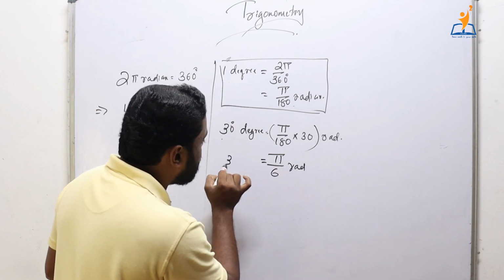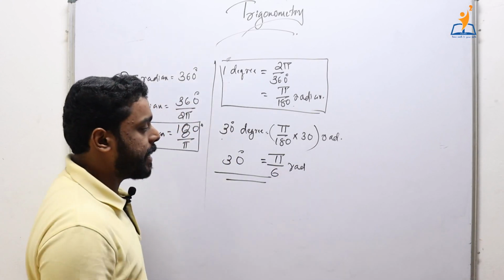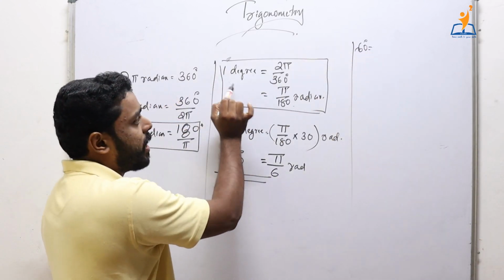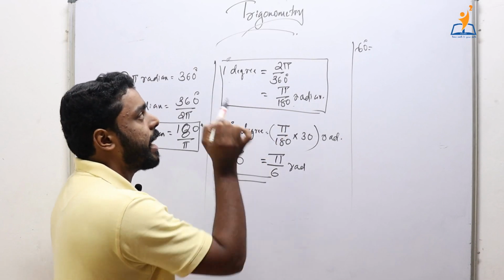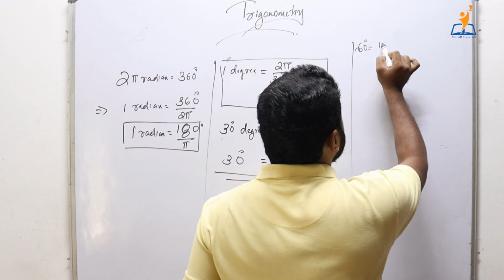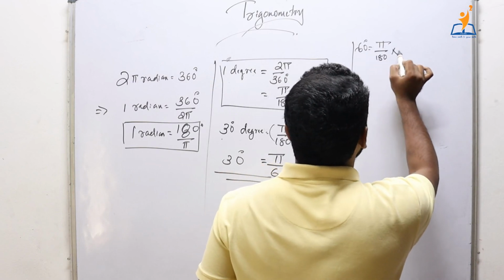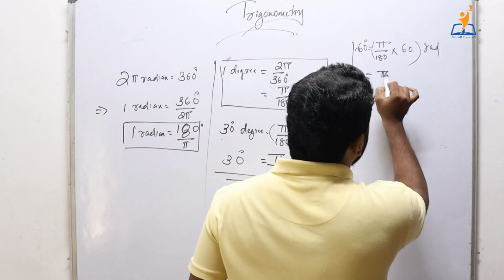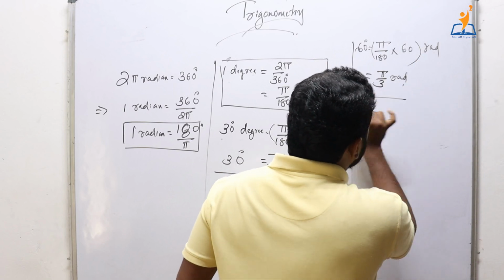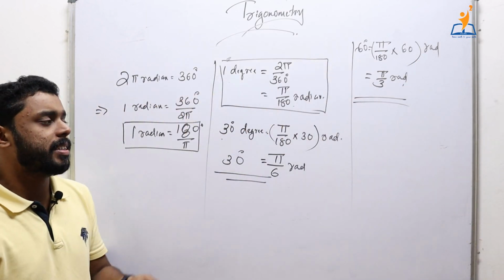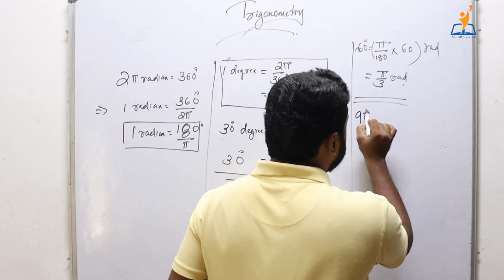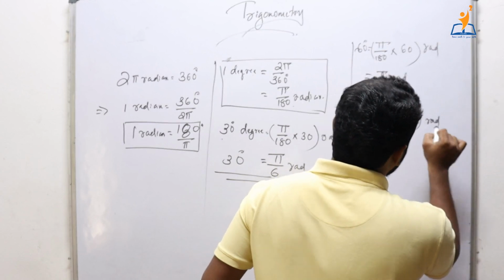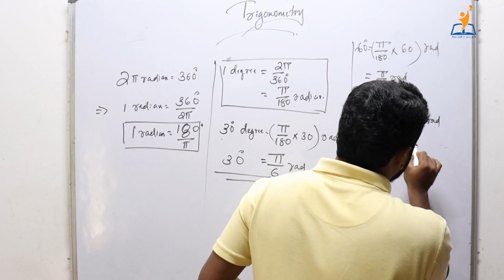So 30 degrees is nothing but pi by 6 radians. Now let me ask you, what is 60 degrees? It is very simple. We have the relationship, so we can multiply both sides by 60. Therefore, the right side becomes pi by 180 into 60 radians, isn't it? It is equal to pi by 3 radians on cancelling. So 60 degrees is nothing but pi by 3 radians. Similarly, 90 degrees is nothing but pi by 180 into 90 radians, which is equal to pi by 2 radians.